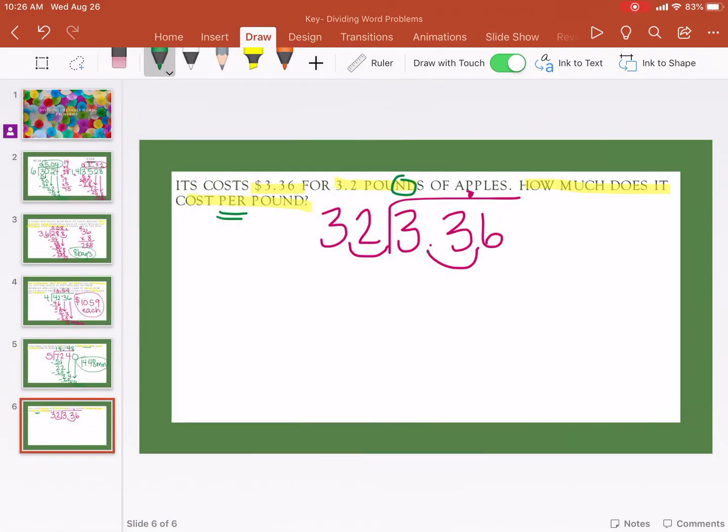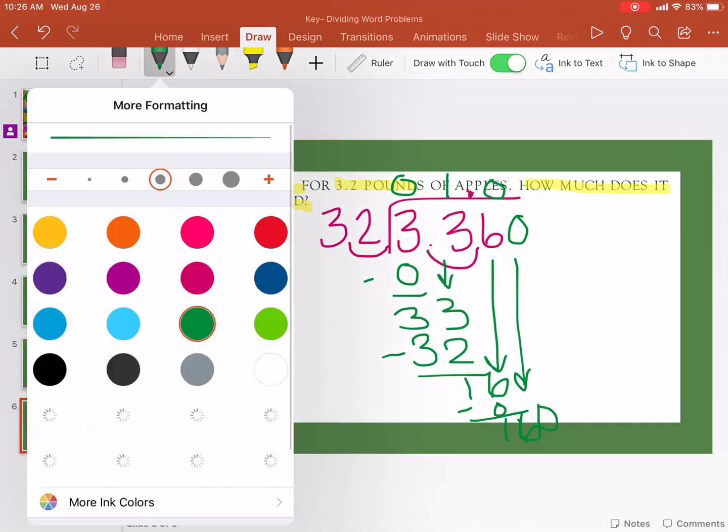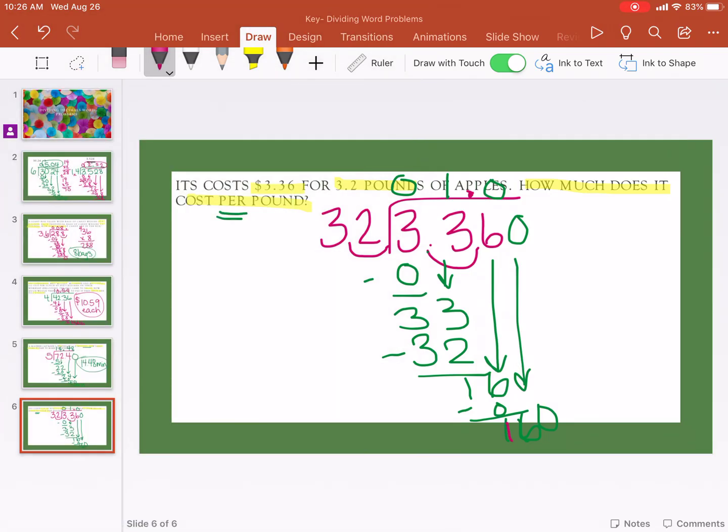32 goes into 3 0 times. 32 goes into 33 one time. Bring your 6 down. 32 goes into 16 0 times. So then we have 16. Add a 0 and bring it down. How many times does 32, here, I'll change the marker, sorry, it's not showing up on there. 160. 32 goes into 160.